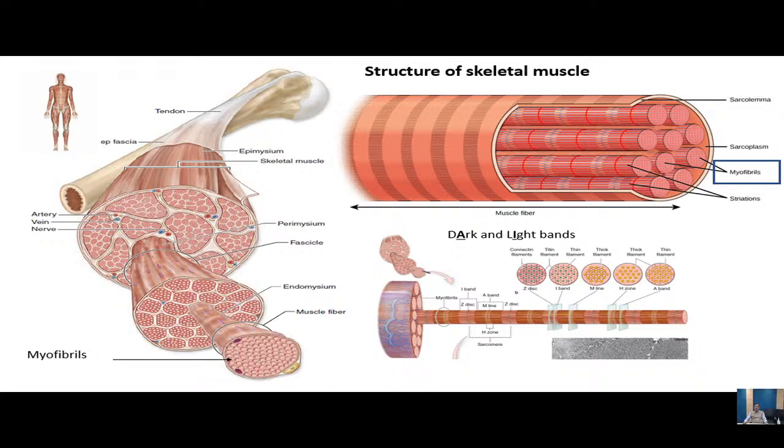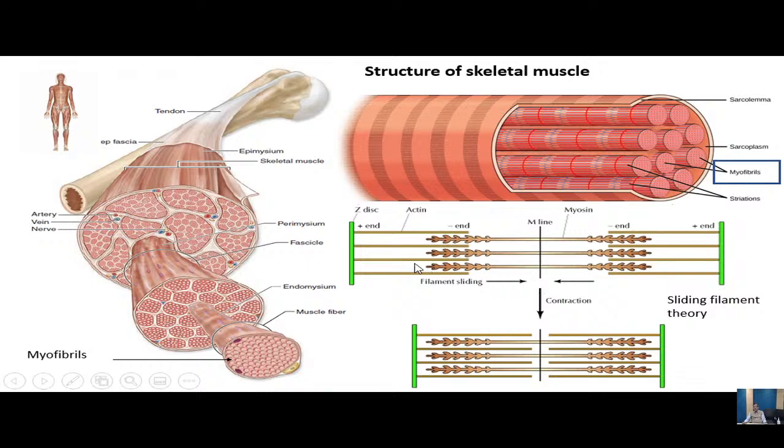So here you can again see one muscle fiber, and you can see the myofibrils. Each of these is a myofibril. So if I ask you what is the unit of a skeletal muscle fiber, the contractile unit of a skeletal muscle fiber would be one myofibril. And there are multiple myofibrils made up of actin and myosin filaments packed together within the sarcolemma. And in between will be the sarcoplasm.